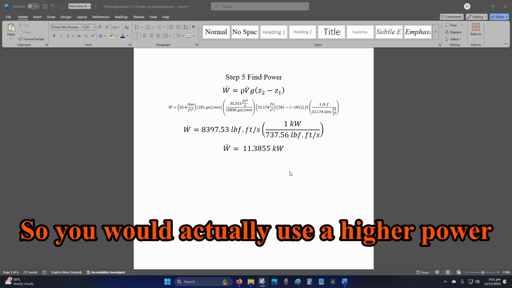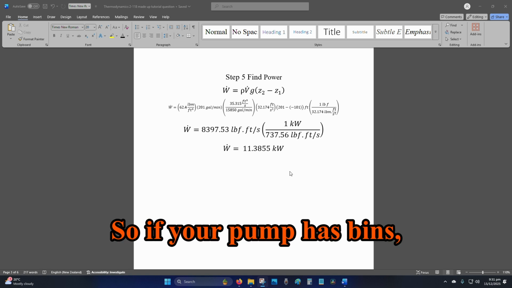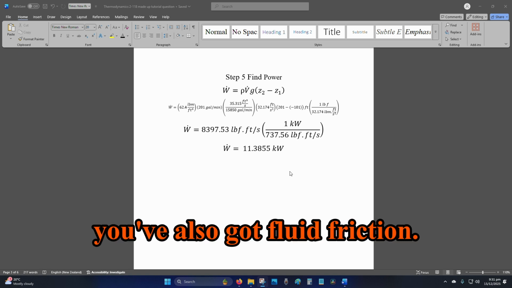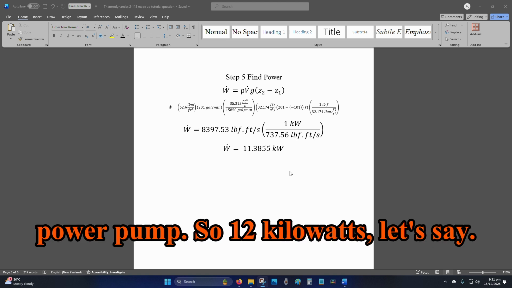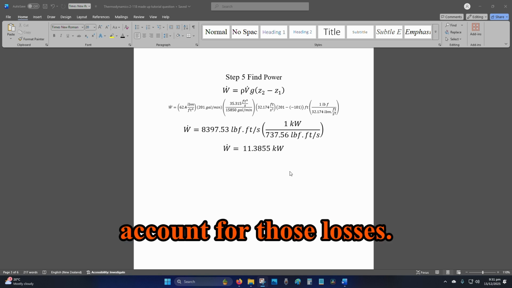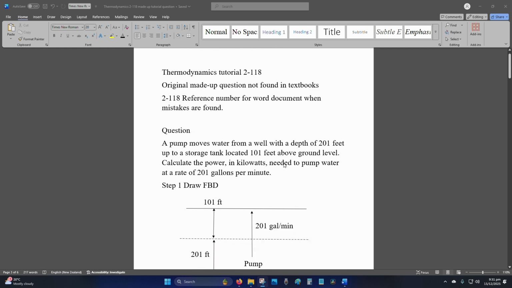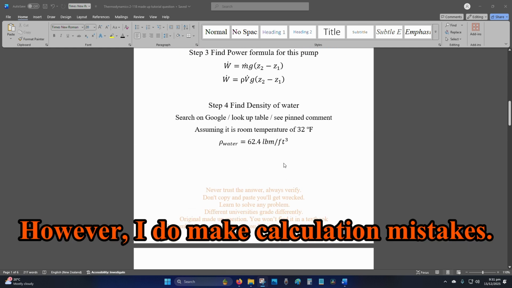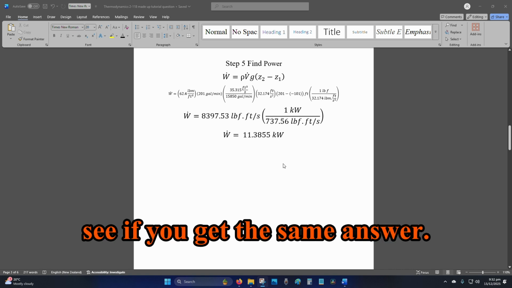So you would actually use a higher power because of the losses. So if your pump has bends, you've also got fluid friction. So I would recommend having a higher power pump. So 12 kilowatts, let's say, because you want to account for those losses. Disclaimers: the method is correct, however, I do make calculation mistakes. I encourage you to solve it yourself and see if you get the same answer.